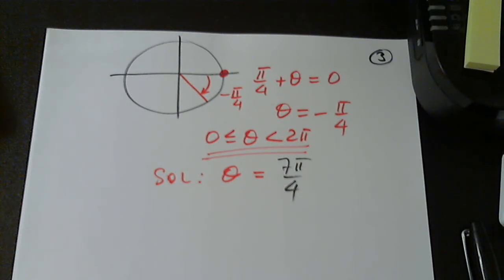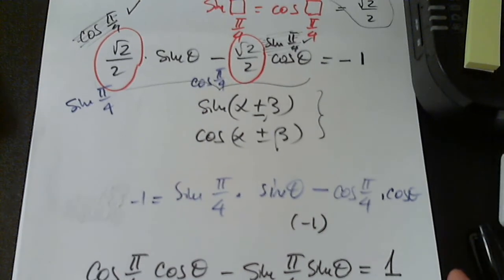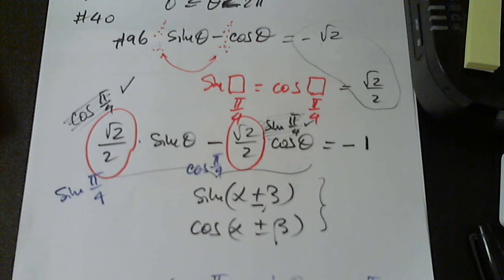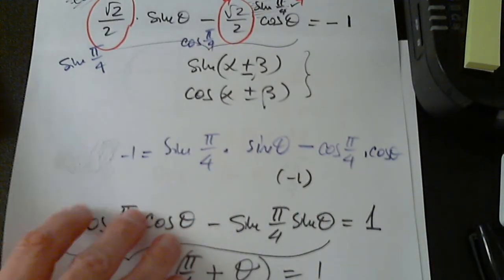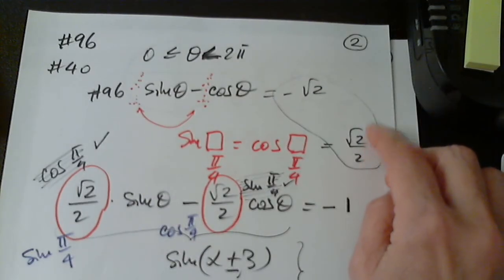Any questions? Could you go to the previous page? Yes, of course. Can you go over again the negative 1 equals sine pi over 4 step? This one? Yes, please. So we multiplied both sides by the square root of 2 over 2. Why?